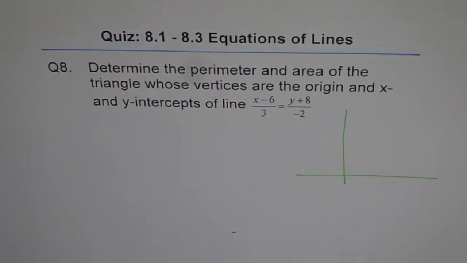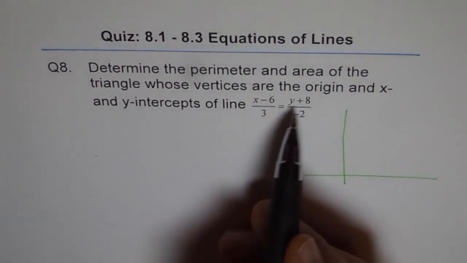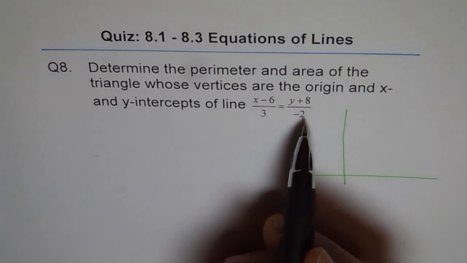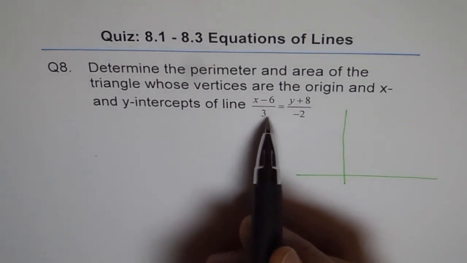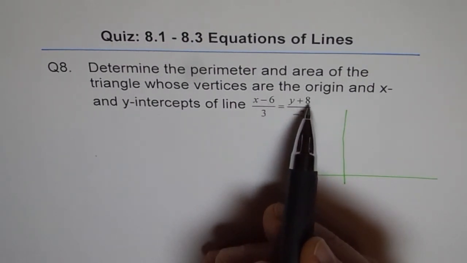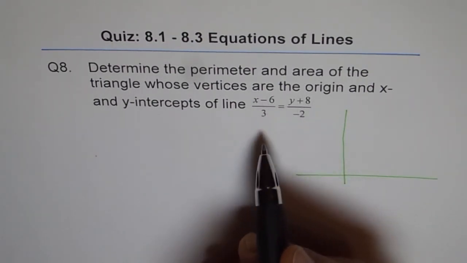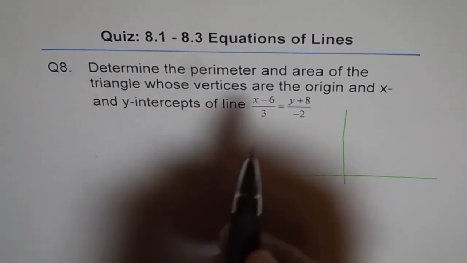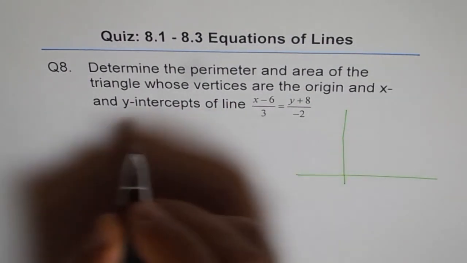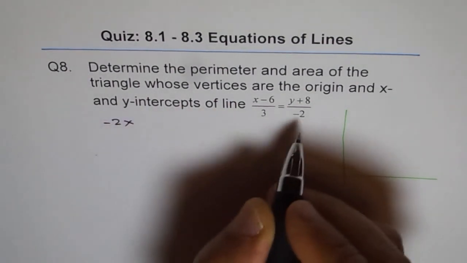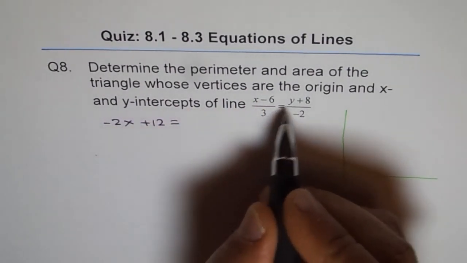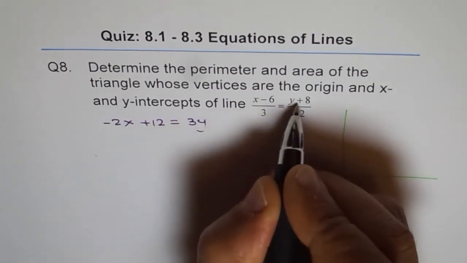Now here what we can do is cross multiply and write this equation in standard form. Or you can also work from here. You know the slope is 3 and 2, that's the direction vector, correct? And the point is 6 and minus 8. Or you can cross multiply and see what you get. So if you cross multiply, you get minus 2x, and minus 2 times minus 6 is plus 12 equals 3 times y plus 24.